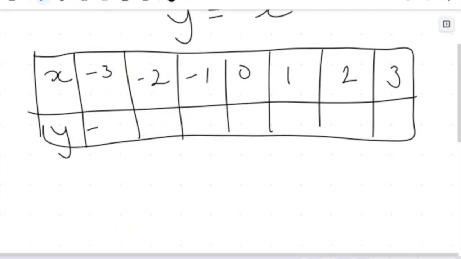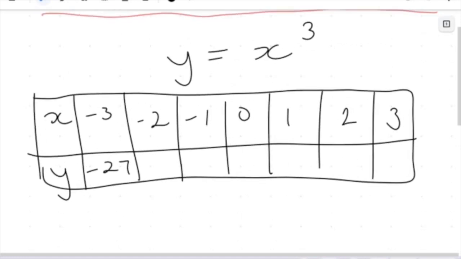That's going to be -27. And we're going to do this for all of these values here. For -2, I'm putting in -2 cubed, which is like saying -2 times -2 times -2. That gives me -8. -1, that's like saying -1 times -1 times -1. That gives me -1. 0 is going to just give me 0 because I have 3 zeros multiplying. 1 times 1 times 1 gives me 1. 2 times 2 times 2 gives me 8. 3 times 3 times 3 gives me 27.